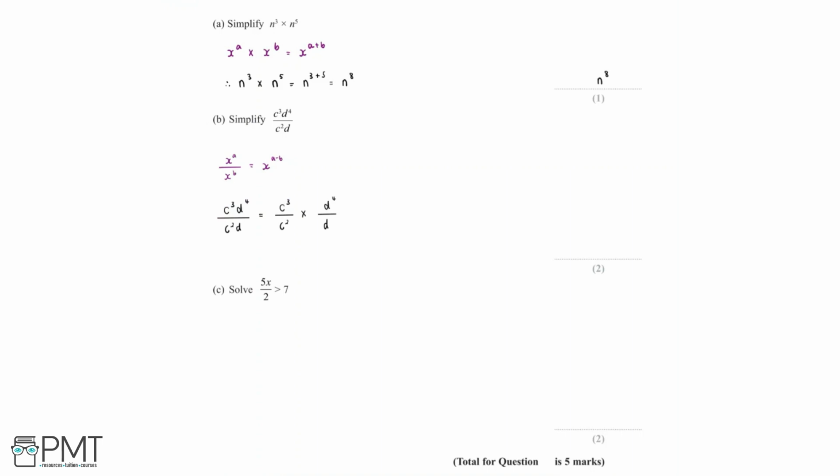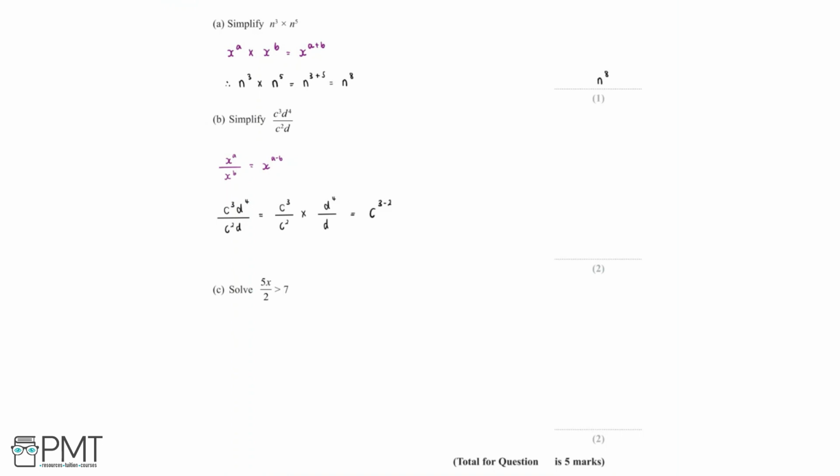We can say that c to the power of 3 d to the power of 4 divided by c squared d is equal to c to the power of 3 divided by c squared, all multiplied by d to the power of 4 divided by d. Now let's apply the index law. c to the power of 3 divided by c to the power of 2 would be equal to c to the power of 3 minus 2.